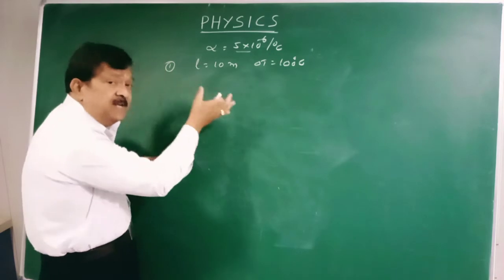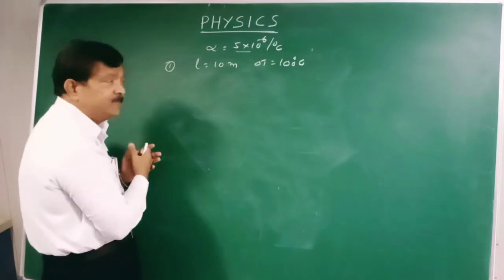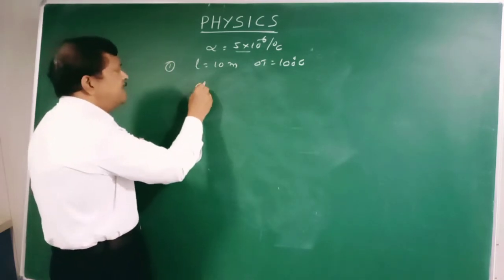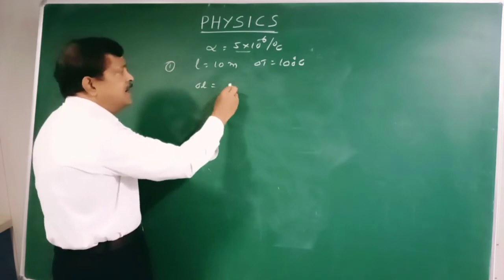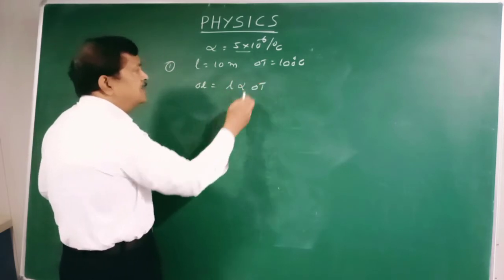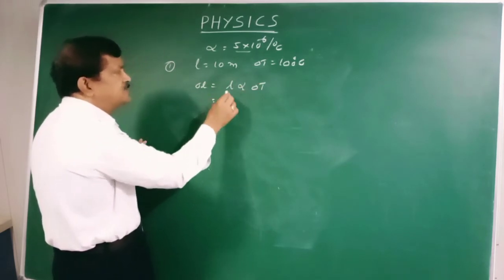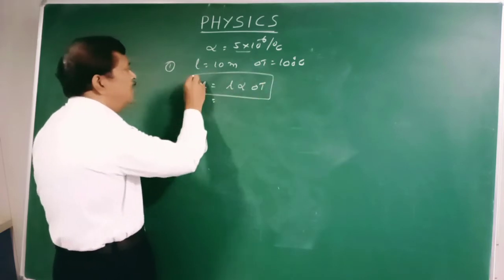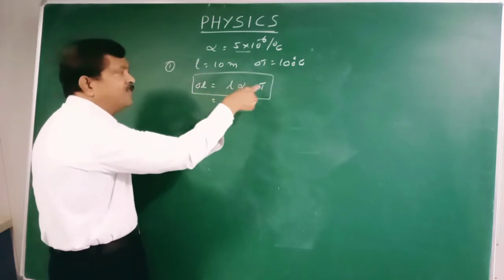Then what is the change in the length of the body? Let us find out. So change in the length, delta L, equal to how much? L alpha delta T. Let us substitute the values. This is the equation we know. Change in the length is L alpha delta T.